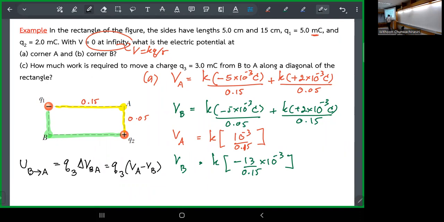This potential difference will allow you to get the answer right away. If V at A is higher than V at B, the delta is automatically positive. When the delta is positive, it means you're going uphill. Definitely, the energy must be positive too, because you have to supply energy to the system.